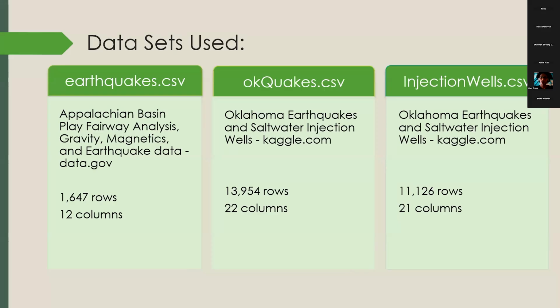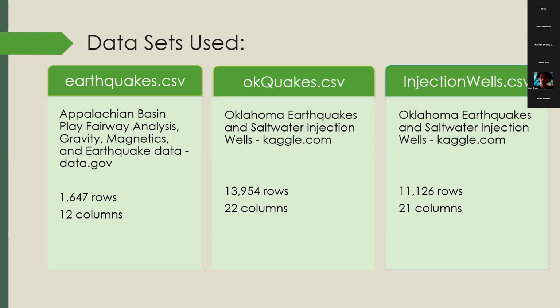To get started on this project, I utilized 3 datasets: the earthquake CSV from the Appalachian Basin Play Fairway Analysis, Gravity, Magnetics, and Earthquake data located on data.gov. This dataset featured over 1,600 rows and 12 columns. The OK Quake CSV and Injection Wells CSV from Oklahoma earthquakes and saltwater injection wells are located on Kaggle.com. The OK Quake CSV featured over 13,900 rows and 22 columns. The injection well CSV featured over 11,100 rows and 21 columns.